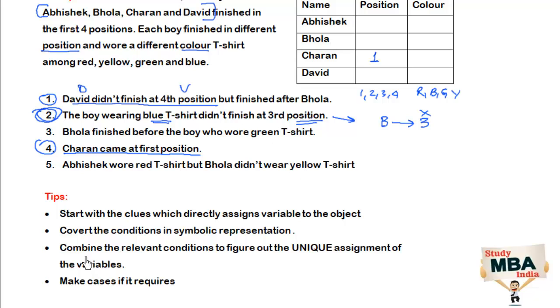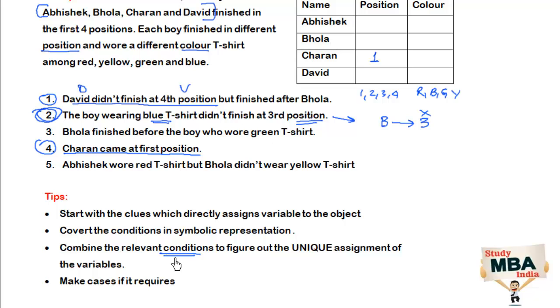Now the third tip is that we have to combine the relevant conditions to figure out the unique assignment of the variables. This is a very tricky part. In fact, this is the challenging part. It can be done in a methodical approach, but with some practice you will gain the skill of combining 2 different conditions to come up with logical conclusions or logical assignments in this particular case.